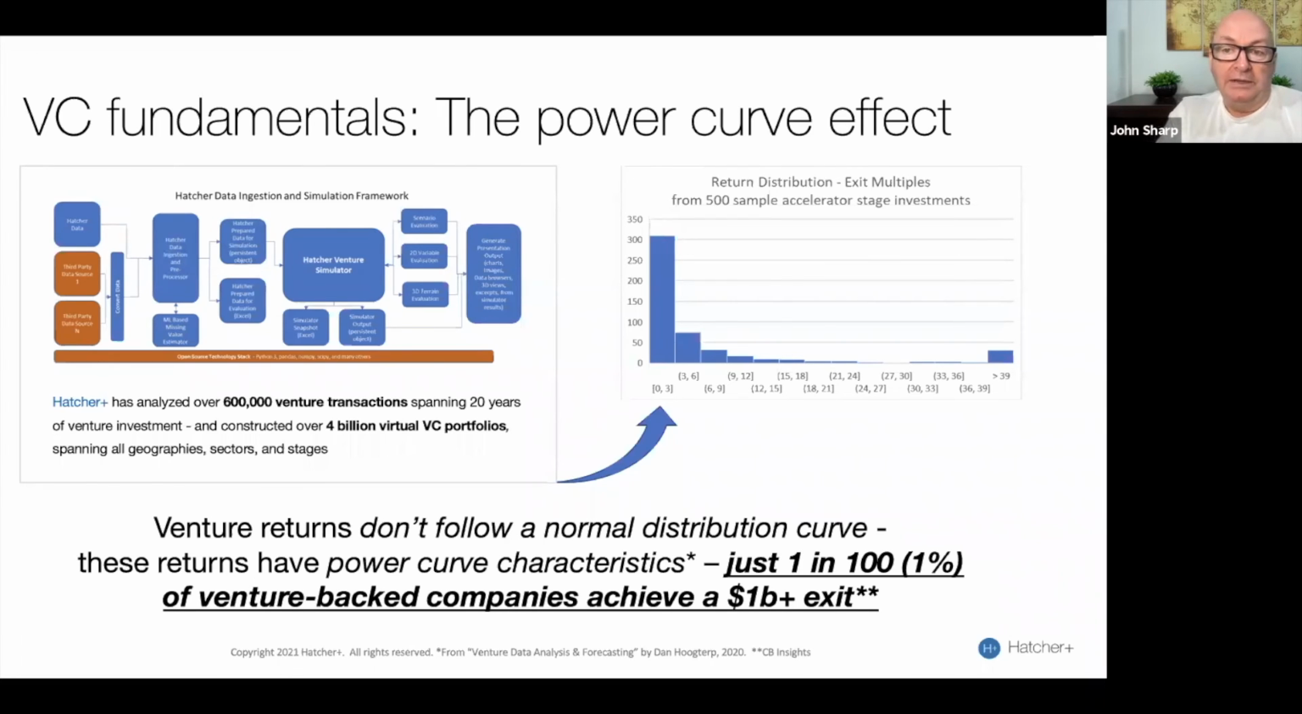By the way, our data set, as I've mentioned earlier, is based on 600,000 venture transactions spanning 20 years. In the course of doing this analysis, we constructed 4 billion virtual VC portfolios, which is a lot. So we're not talking about a small amount of data here, or a small data set. What the data is expressing to us, these are significant findings, so they're not based on a small amount of data.